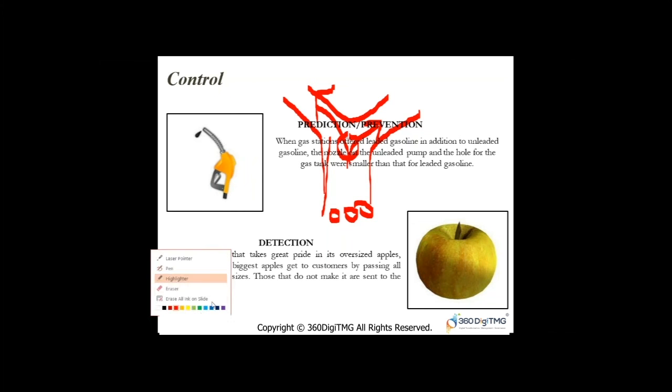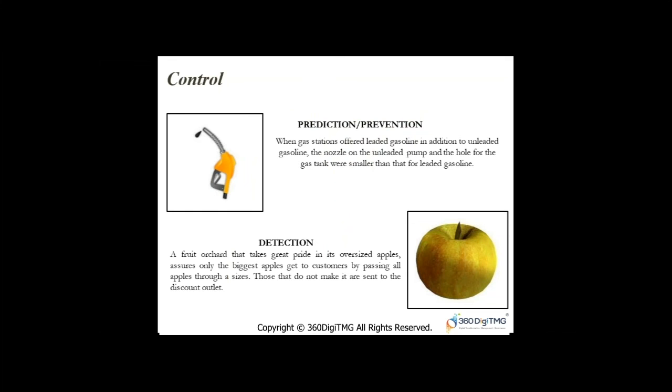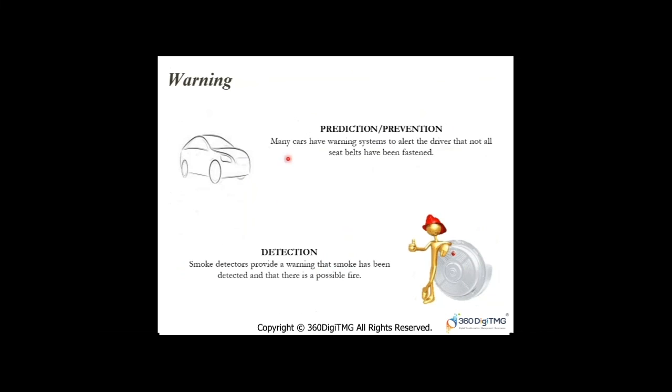So let us move on and understand the next thing also. Let us move on to the next slide there. The third thing is warning. This is the third part of your mistake proofing. If you do not wear a seat belt, it is going to give you an alert. It says, hello, you have not wore your seat belt. You have not put on your seat belt. That is prediction or prevention. Even before something goes wrong, the system is warning you. It's giving you a message.